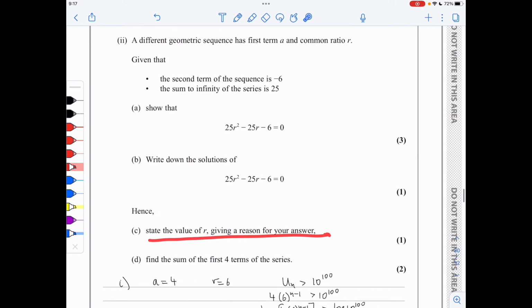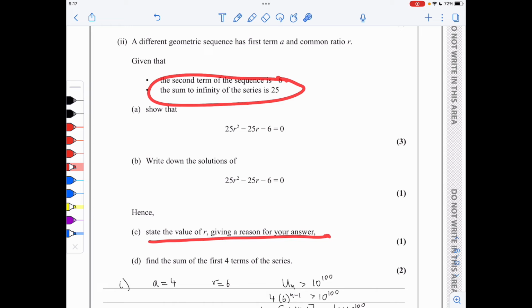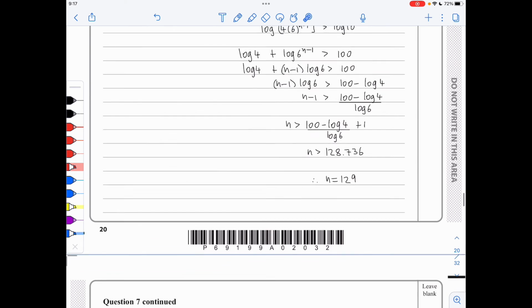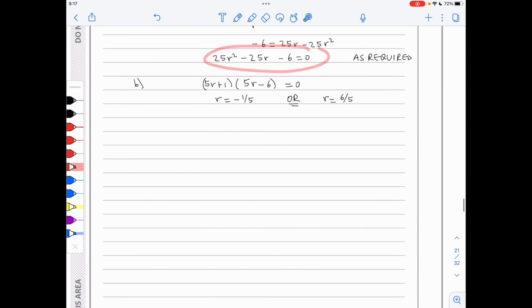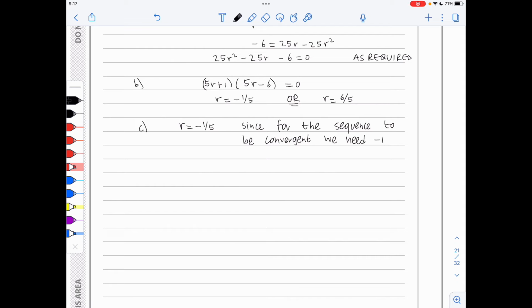Well, we have been told that the sum to infinity exists, so the sequence is convergent. If it's convergent, it means that the common ratio is between -1 and 1. So this simply means that each subsequent term is smaller in absolute size. So we have to say that r is -1 over 5, since for the sequence to be convergent, we need r to be between -1 and 1.